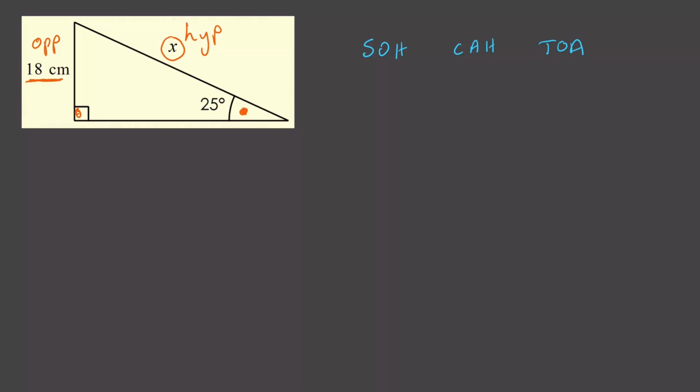We have opposite and hypotenuse, which means we're using the sine. Remember, the order is important. The sine of the angle is the length of the opposite divided by the length of the hypotenuse. So the sine of 25 degrees is equal to 18 divided by x.